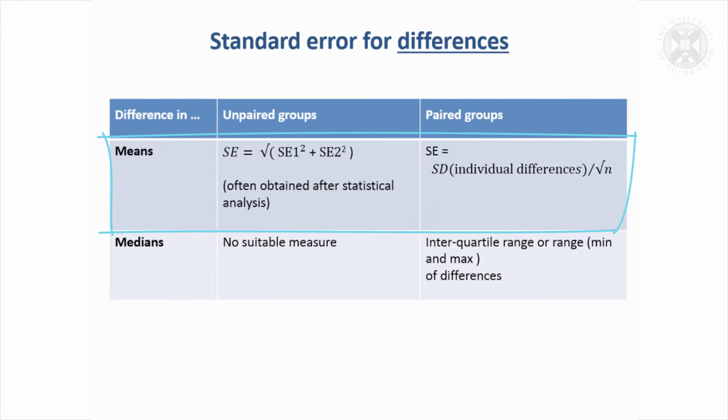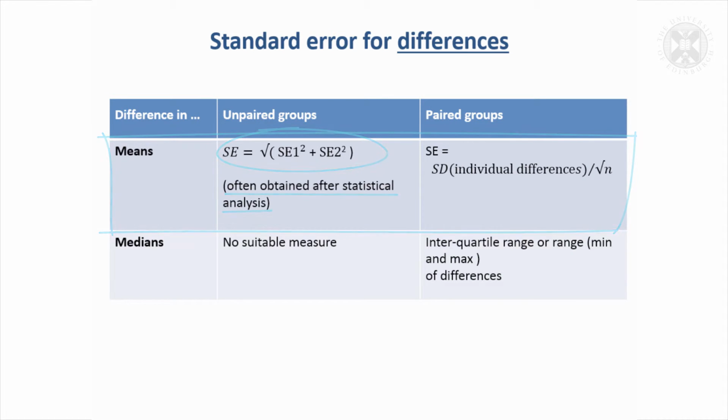If you had a difference in means, then the standard error is simply going to be the sum of the standard errors squared for the two means, sum it together and then take the square root. And as I've said, that's often obtained after a statistical analysis. I think people often prefer to just present the individual means with their standard errors if they're just doing a simple summary. But if you do want to give a mean difference with a standard error, then that's how you can calculate it.